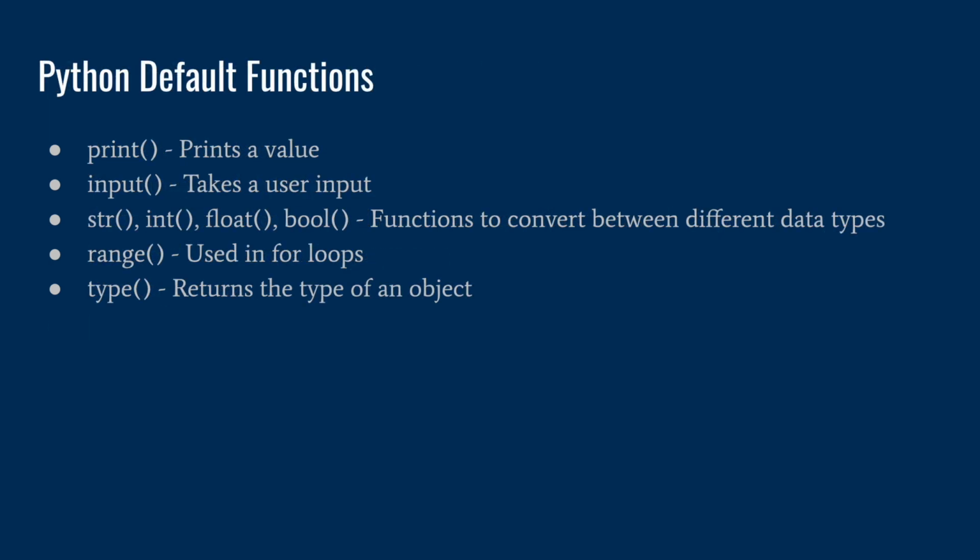Python even has some default functions, some of which are seen here and we actually used previously, such as the print function, which prints a value, the input function, which takes a user input, and then the string, integer, float, and bool functions to convert variables and other values between different data types, the range function used in for loops to iterate through the loop, and the type function, which returns the type of an object.